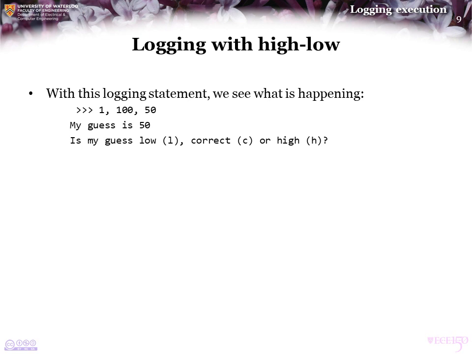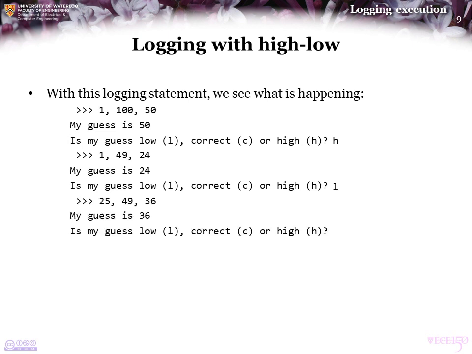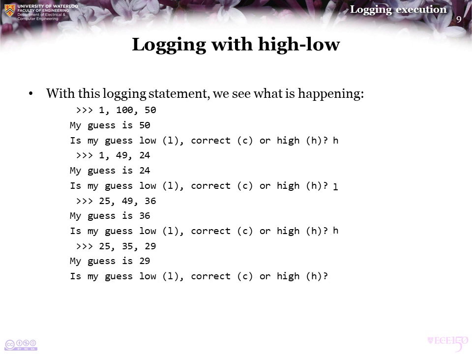Well, there's low, high, and our guess. All right, so my guess is 50, too high. My guess is 24, too low. My guess is 36. That's too high. My guess is 29. Well, we're going to indicate that that's too low, but notice at every single step, the values are printed out, and everything seems to be working so far.